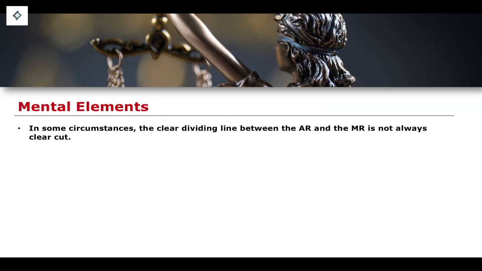In some circumstances, when we think about looking at a delineation between the actus reus and the mens rea of an offence, this isn't necessarily always clear-cut. In some offences, you can take a provision within a statute, read it down, and you can almost have two highlighters. You can have an actus reus highlighter and a mens rea highlighter. And you can highlight where the actus reus exists within that offence, and then highlight where the mens rea exists in that offence.